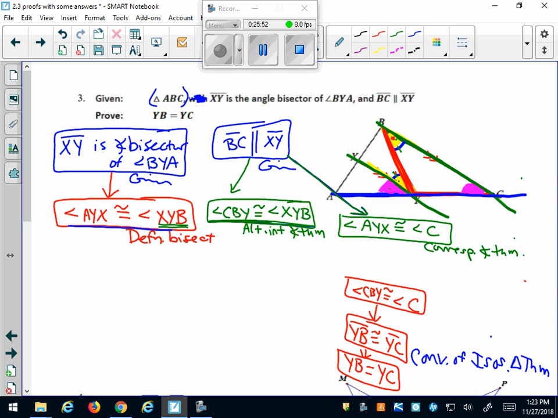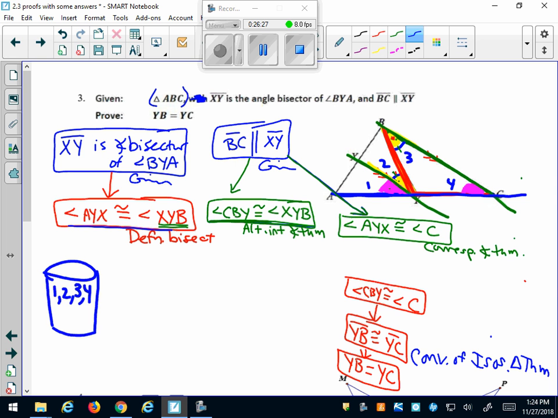All right, do we have enough now to say CBY is congruent to C? I think we do. I'm going to double check in my bucket. Just for ease of checking, I'm going to call these angles 1, 2, 3, and 4. Here's my bucket. I know angle 1 and angle 2 are in the same bucket because of the bisector given. We said 3 and 2 are alternate interior. And we said 1 and 4 are corresponding.